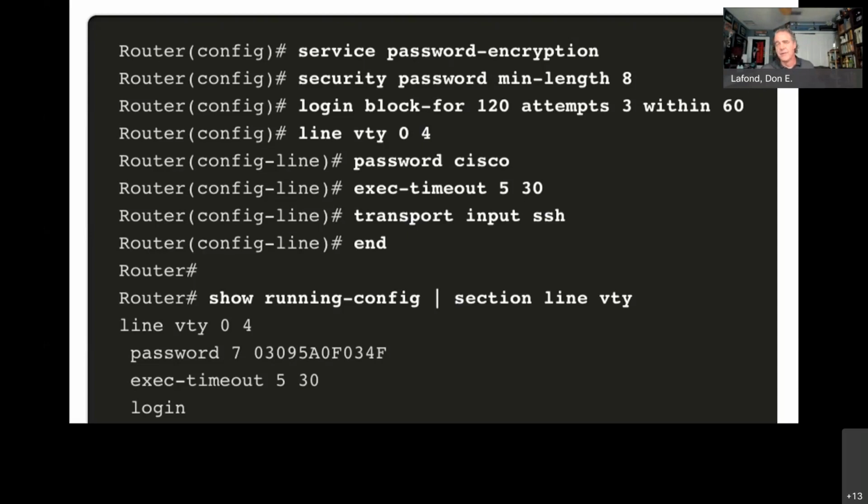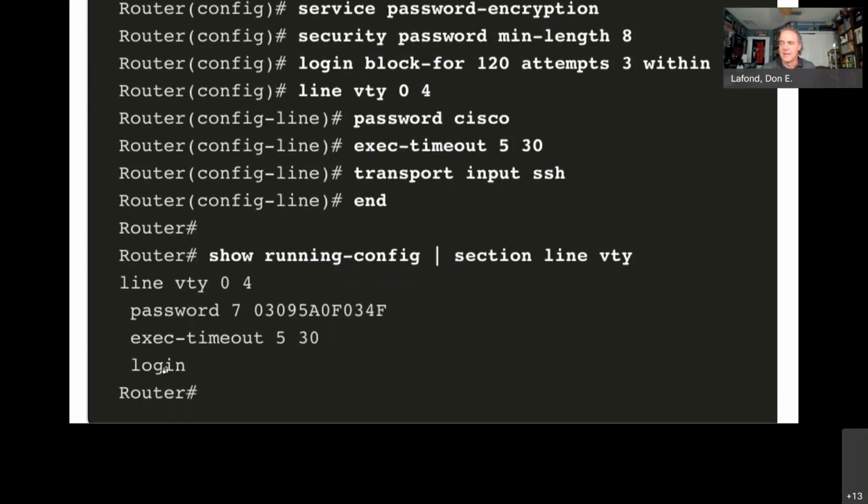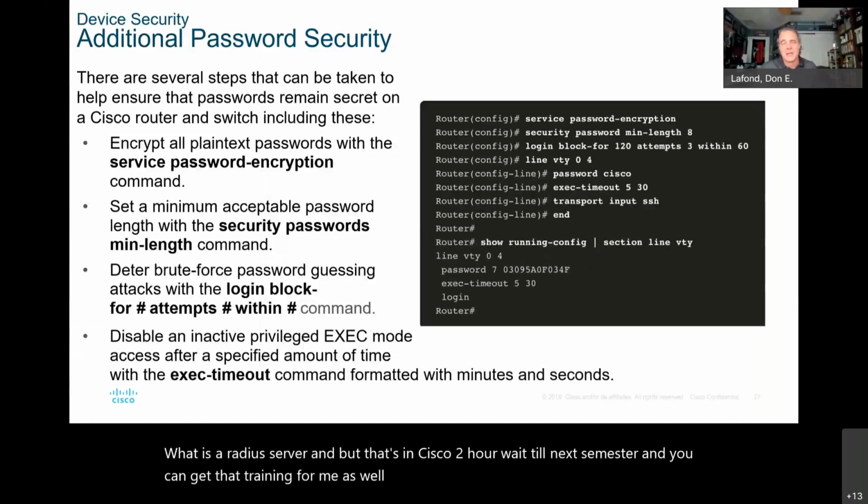Now, to ensure you have entered the right information, you can do show running-config, and then you could pipe to section line vty, and it jumps down to the VTY passwords. And you can see, instead of showing a plain text password for the VTY lines, it now has a hash in there instead. And then the exec timeout is enabled, and login says you're going to use a local authentication server. Now, in Cisco 2, we learn how to use an authentication server that's out on the network using a RADIUS server, but that's in Cisco 2. Wait till next semester and you can get that training from me as well. All right. So, you can look it up.